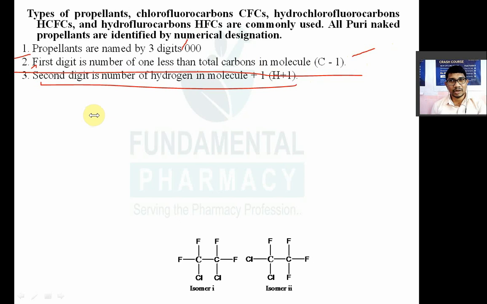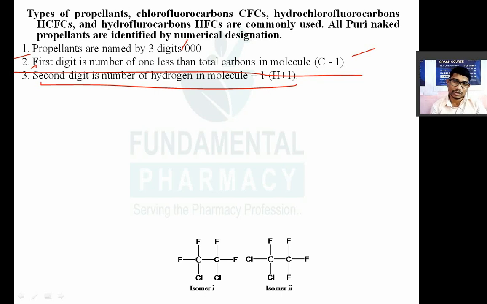What does the second number indicate? The second number indicates the number of hydrogen plus 1. The number of hydrogen in it, plus 1, so C n minus 1, H n plus 1. And the third digit indicates the number of fluorine atoms in the molecule. Are you getting this or not?